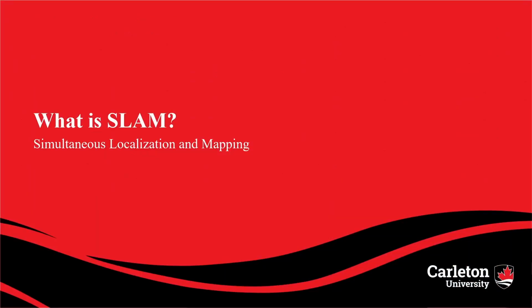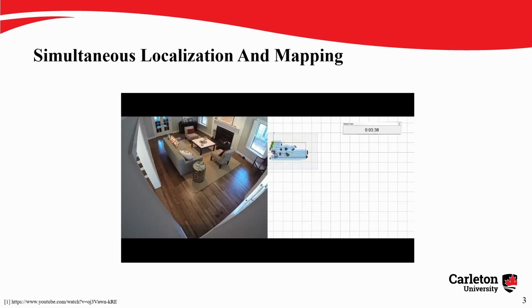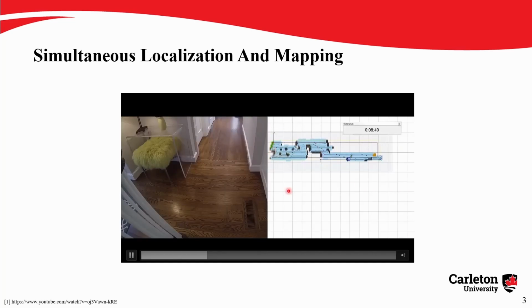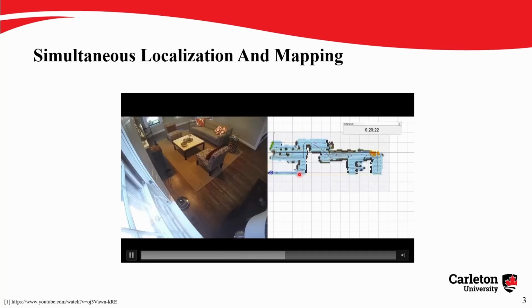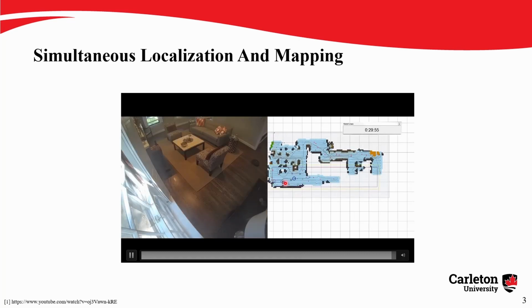But before we begin, we need to understand what is SLAM. SLAM stands for Simultaneous Localization and Mapping. Here is an example of SLAM with a modern-day Roomba. The platform begins by making a map of its environment, and as it moves around, it localizes itself within that environment, meaning that it both knows where it is currently as well as where it has been.